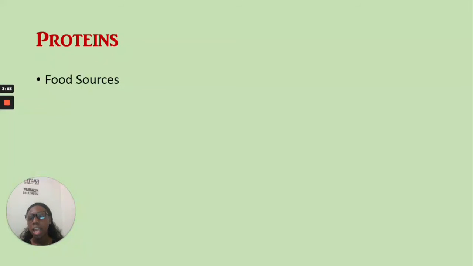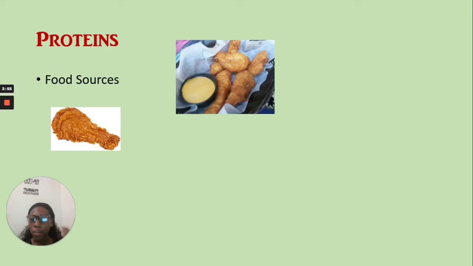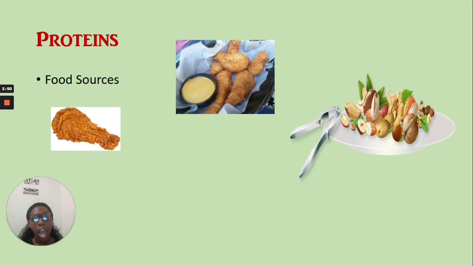The next one we have is protein. So here are some food sources. We have some chicken. I have a beautiful picture of some nice grouper fingers, also known as fish. And we also have nuts, and these are plant-based proteins. So we have nuts like almonds, cashews, walnuts, all of those wonderful nuts.